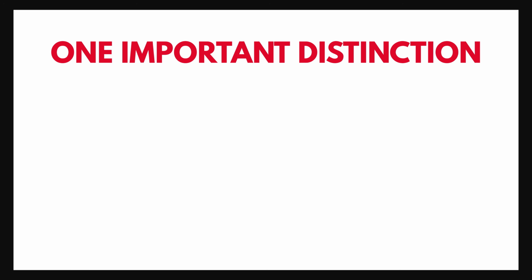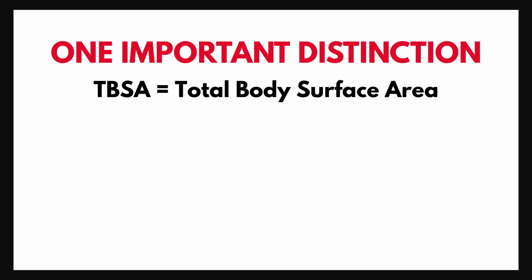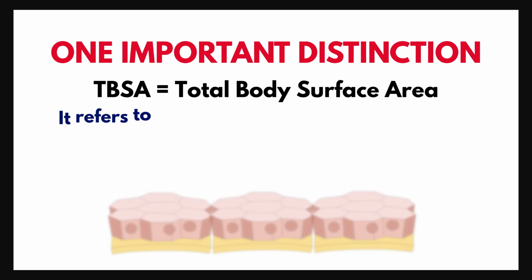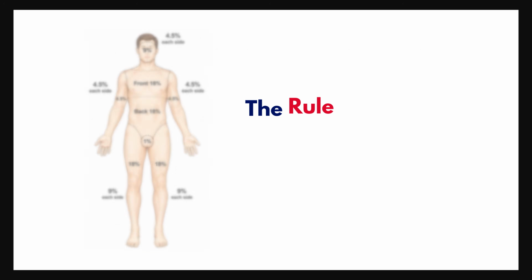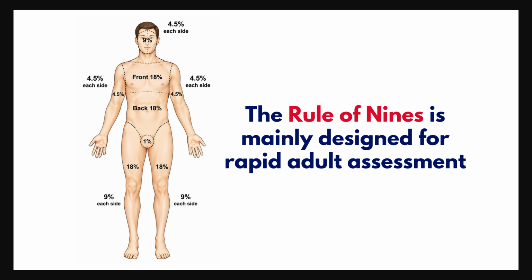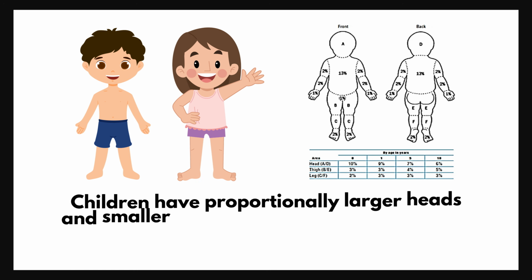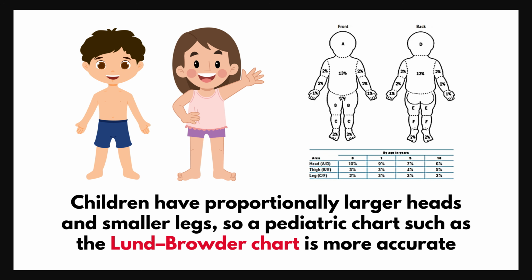One important distinction: TBSA equals total body surface area. It refers to skin surface area, not body weight, volume, or the percentage of the person's body that is physically burned through. And the rule of nines is mainly designed for rapid adult assessment. Children have proportionally larger heads and smaller legs, so a pediatric chart such as the Lund-Browder chart is more accurate.